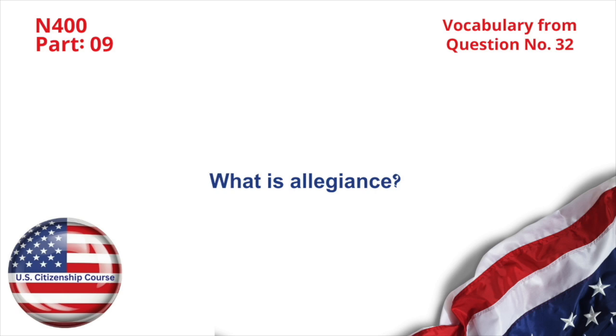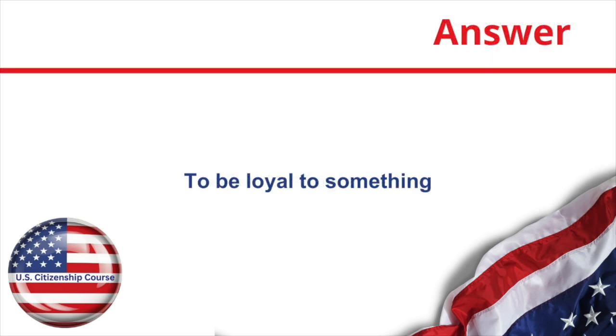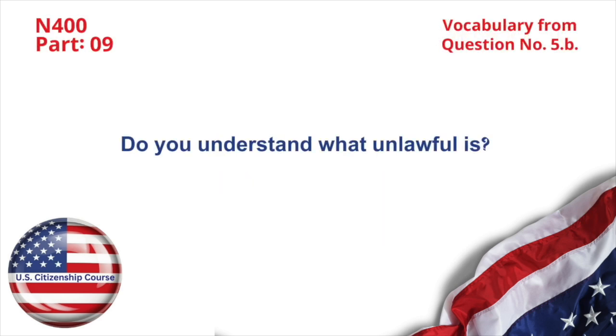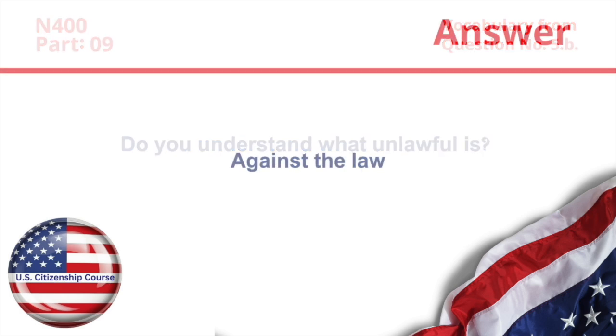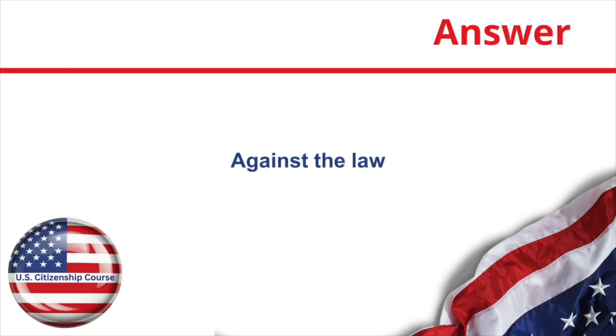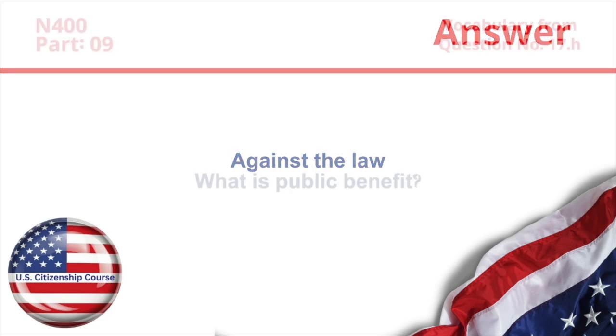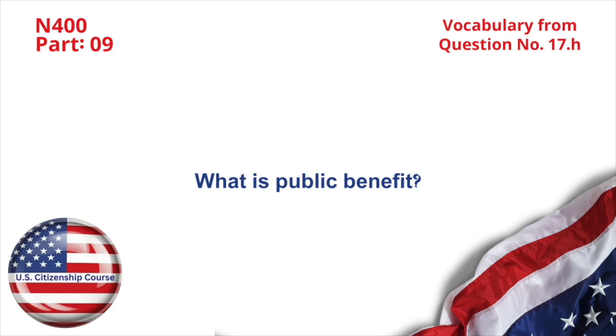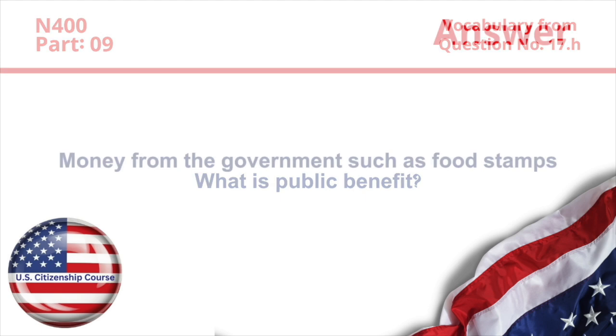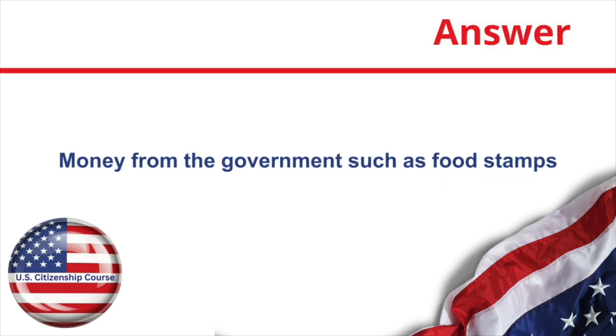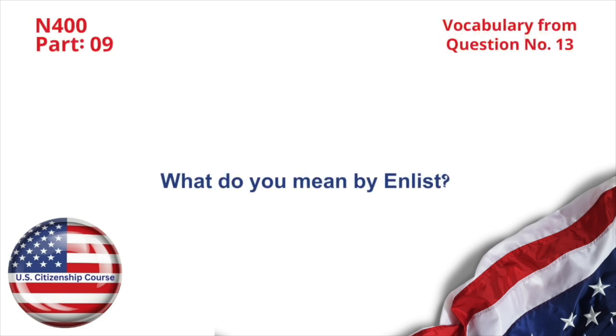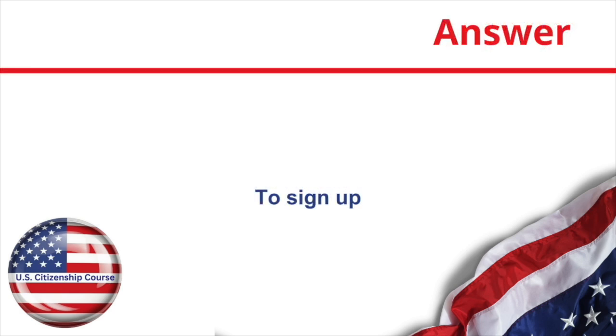What is allegiance? To be loyal to something. Do you understand what unlawful is? Against the law. What is public benefit? Money from the government. Such as food stamps. What do you mean by enlist? To sign up.